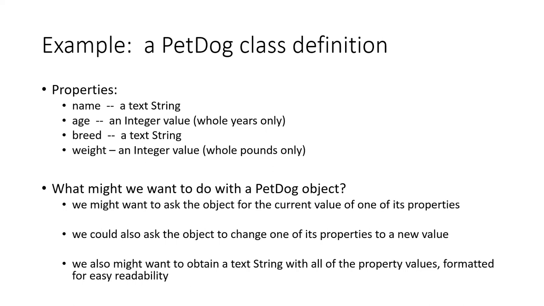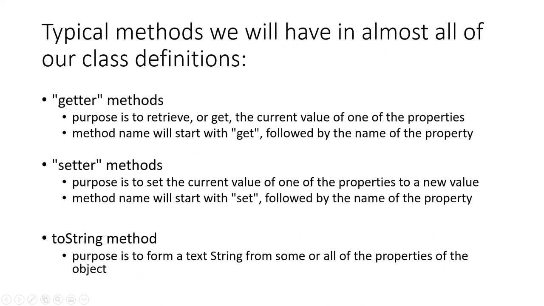So maybe the dog gained weight, maybe the dog got older. Okay, we changed the name of the dog, whatever. Okay, so we'd like to be able to change the properties. And then also, it might be nice to say, well, what's all the information about the dog? So we could return a descriptive text string that will show all of the property values formatted nicely. Okay, so we're going to talk about methods that will do this. Okay, so in almost all of our class definitions, we're going to have these methods. Okay, we're going to have a group of methods that we're going to call getter methods. The purpose of these is to retrieve or get the current value of one of the properties of the object.